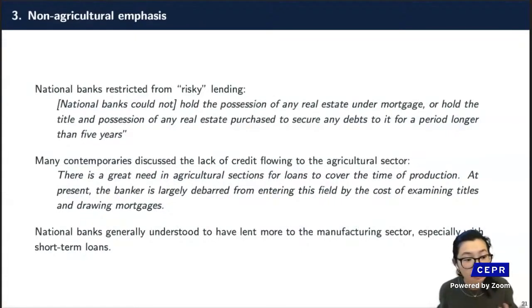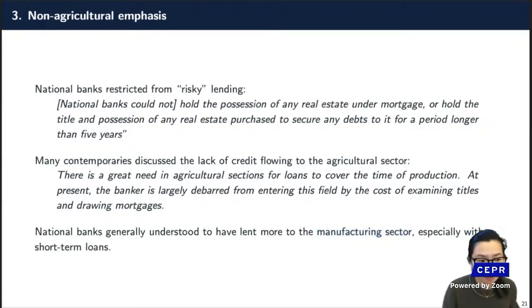And the way contemporaries describe it is that there's a lot of need from the agricultural sector for loans, but bankers don't service them because of the cost of examining titles, looking at the mortgages, getting into these regulations and seeing what is actually okay from a regulatory perspective. And so the narrative on this is that they're generally understood to have lent more to the manufacturing sector and larger firms and more with short-term loans.